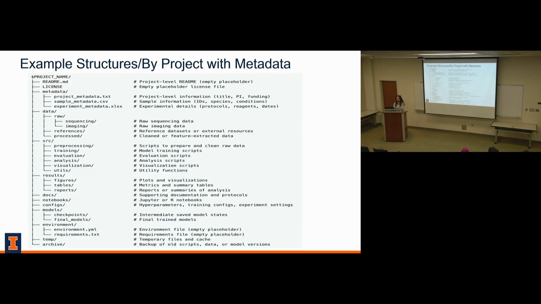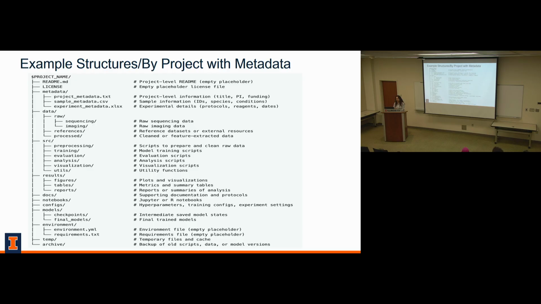Here is an example of that project structure with metadata. On the left-hand side, it's a project in a tree structure, and on the right-hand side, I have some comments on what each folder is doing. So start from the top to bottom. There's a README file to have some basic description of the project itself, and a license file if this project is going public online. And the metadata folder has, at least, the common ones that can be useful.